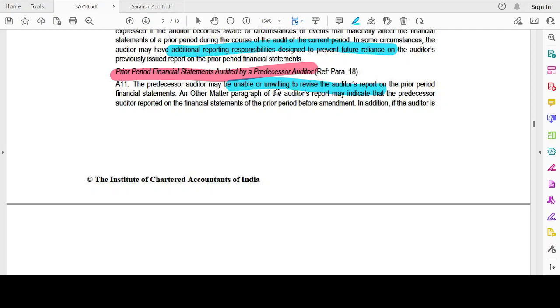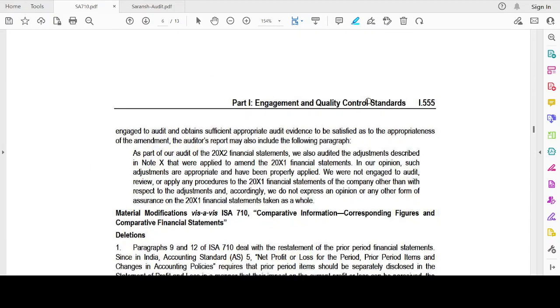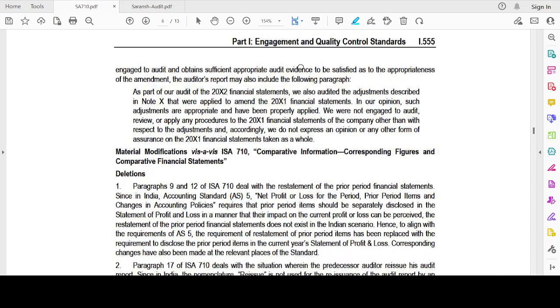Another matter paragraph may indicate that the predecessor auditor reported on the financial statement of the prior period before amendment. In addition, if the auditor is engaged to audit and obtains sufficient appropriate evidence to be satisfied as to the appropriateness of the amendment, the auditor's report shall also include the following paragraph. What is that? As a part of our audit of the current year, we have also audited the adjustments described in Note 10 that were applied to the amended 2020X1 financial statement.